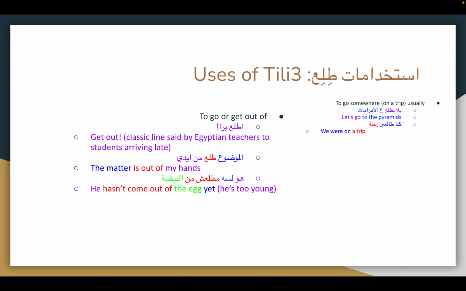So lissa can mean still, but it can also mean not yet. So we have the negative هو form in the ماضي of طلع here. ما طلعش. هو لسه ما طلعش من البيضة. He hasn't come out of the egg yet. He's too young.